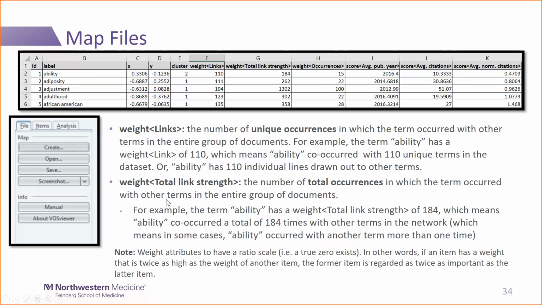Weight total link strength is the total number of occurrences in which a term occurred with another term. So, for instance, ability has the weight total link strength of 184, which means that ability actually co-occurred a total of 184 times with other terms, which means that it co-occurred with another term more than once, right? Because we can see that because it's actually more than the links.